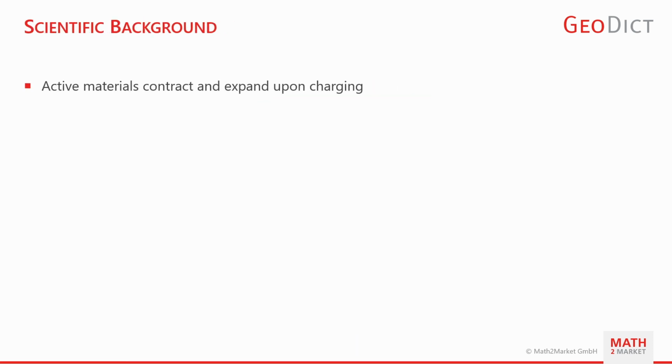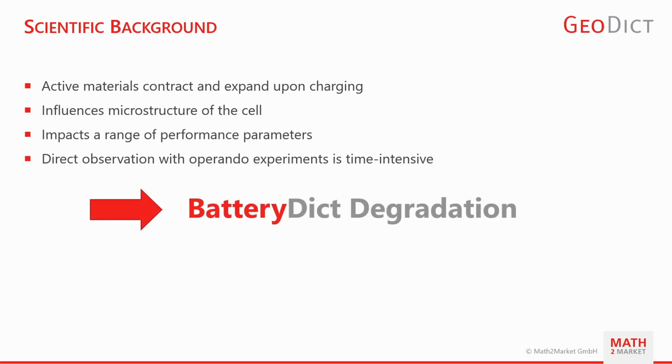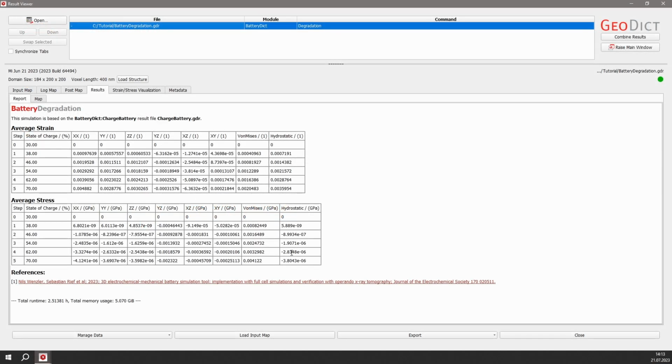A common observation for battery electrodes is that their active material contract and expand upon charging. This change in volume influences the microstructure of the cell stack, which in turn impacts a range of performance parameters. Since direct observation of these microstructural changes with operando experiments is challenging and time-intensive, we developed a simulation tool to create this knowledge out of real or artificially generated 3D electrodes.